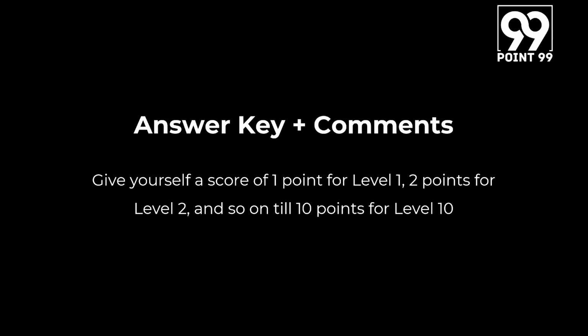You have to give yourself a score of 1 point for the corresponding level. So if a question corresponds to level 1, then you are supposed to give it 1 point. Level 2 will be 2 points and so on till the time you reach level 10, which is considered to be a 10 pointer.